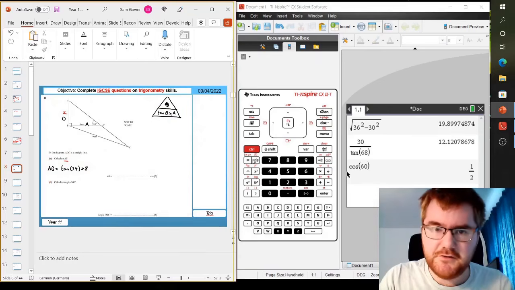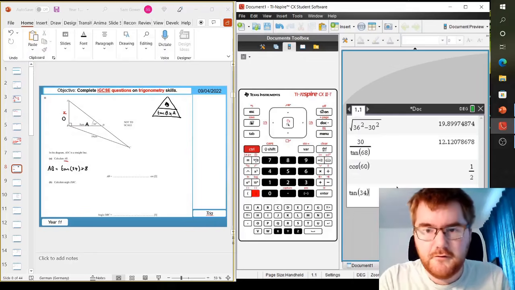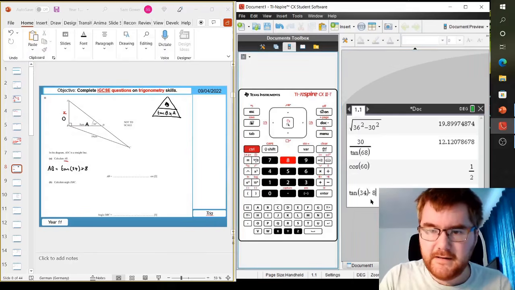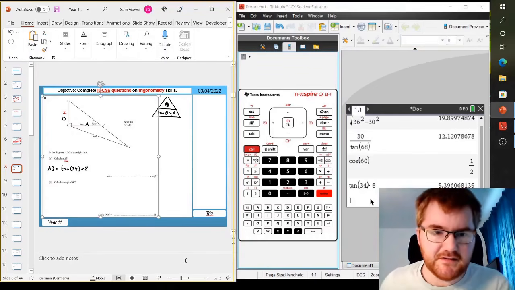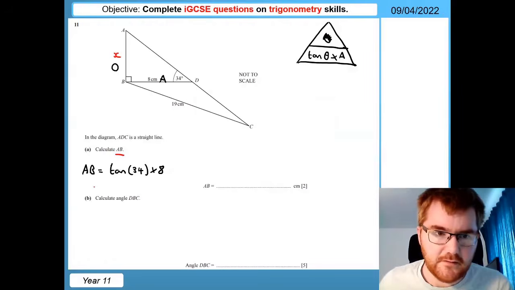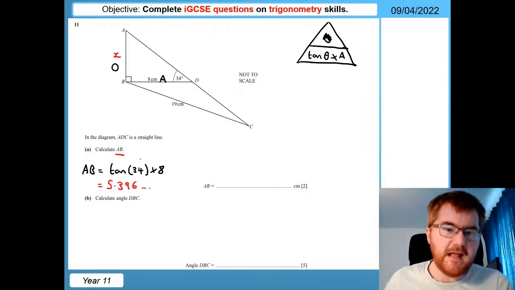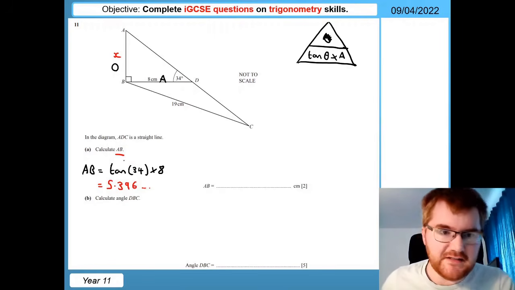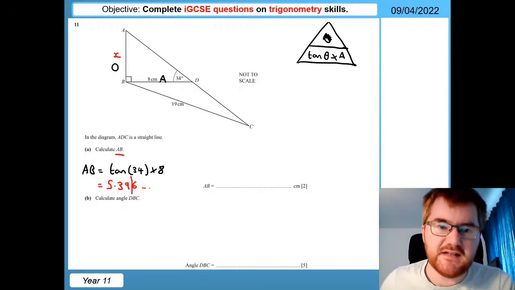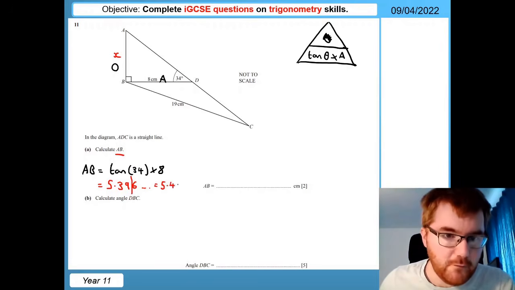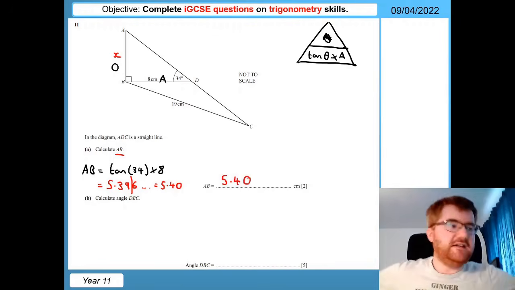So we're going to type in, we can use TAN or we can press the trig button, tan 34 multiplied by 8, enter, and we get our answer of 5.396. So I'm going to write down 5.396 dot dot dot. Again, we want to round, as always, to 3 significant figures. So 1, 2, 3. We round the 9 upwards, so that's going to give us 5.40. Again, we have to be very precise in the rounding that we do to guarantee that we get all the method marks.